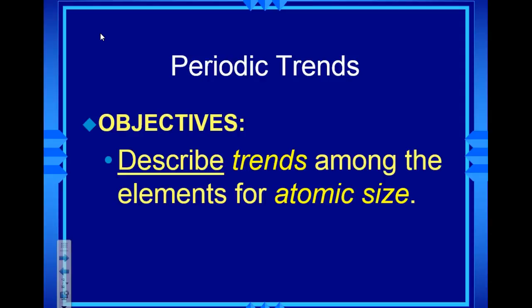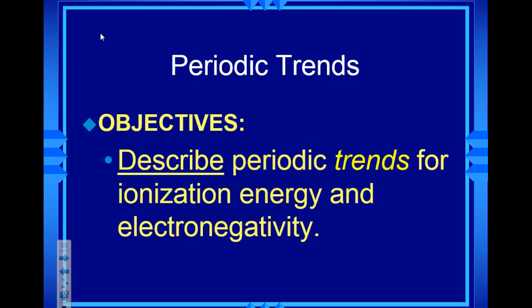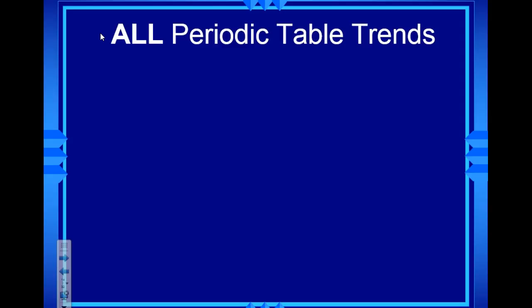What we're going to do is look at patterns. A pattern is a trend. The first periodic pattern that we're going to look for is atomic size. We want to be able to look at patterns and the ability to gain or lose an electron as indicated by ionization energy and electronegativity.